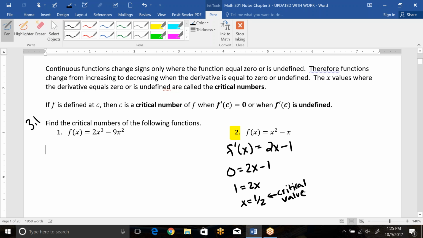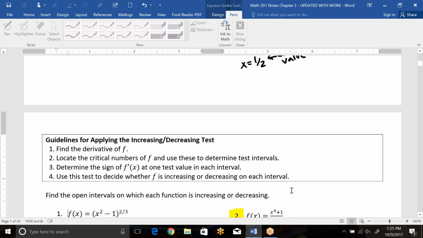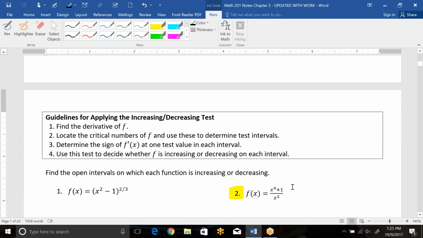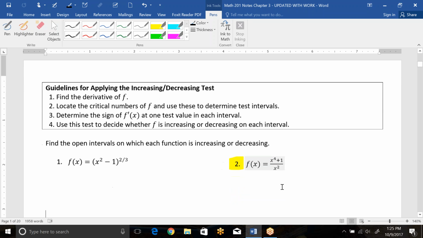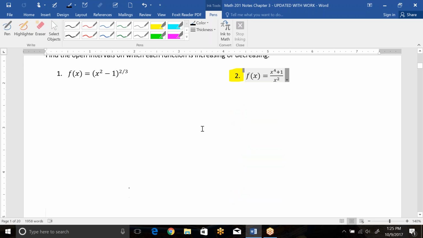Okay, let's look at the next example. So that was just the critical number. If we're trying to figure out if a function is increasing or decreasing, we need to look at the derivative again, but we need to look at a sign chart to figure out what's happening on each side of those critical numbers. So we need to take the derivative of number 2 here in this group, and it's going to be a little bit more difficult.